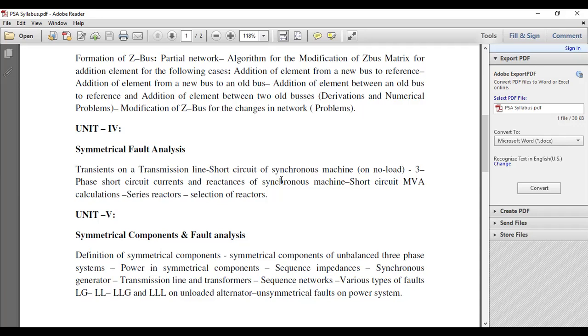Line to ground fault, line to line fault, you people are familiar with these types. Those faults are unsymmetrical faults, because in that case the system becomes unbalanced. But in the case of symmetrical fault analysis, the system is still balanced, but you have the three phase fault existing between all three phases. That is a very important point. Now, what are the conditions that cause the system to become unstable?